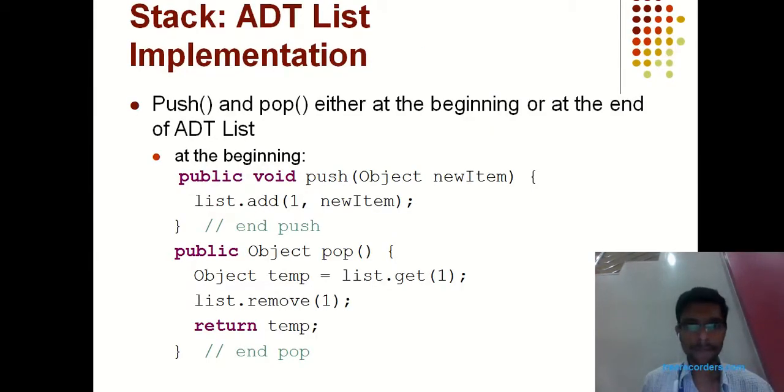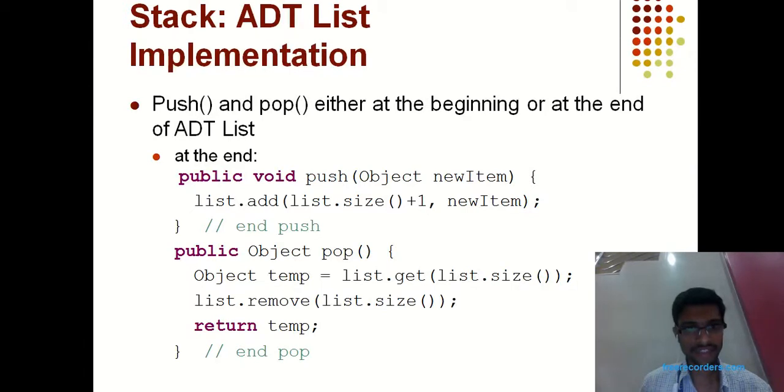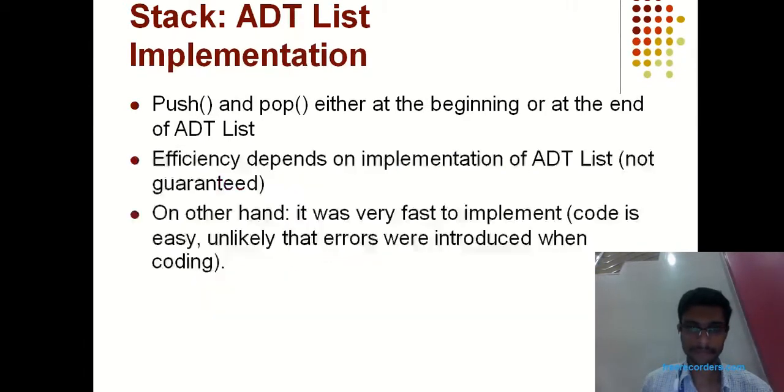Push and pop can be done either at the beginning or at the end of the ADT list. The pseudocode for the beginning is on the display. Now for the end, the pseudocode is on the display. Efficiency depends on the implementation of the ADT list. On the other hand, it is very fast to implement. That is, the code is easy, unlike errors that are included when coding.